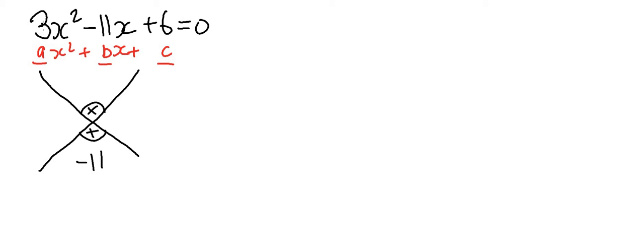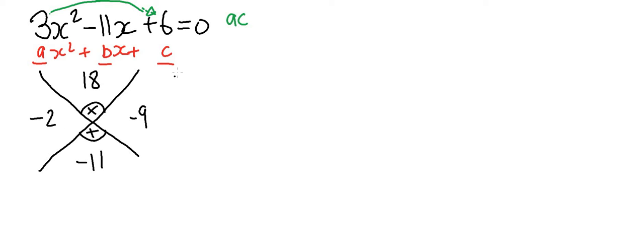Now, because a is not equal to 1, what we do is we multiply a and c. So we're going to do ac. Okay, so 3 times 6, that's going to be 18, and that's our product. So now we do the same thing we did before, find two numbers that add up to minus 11, but multiply to give us positive 18. So I can do minus 2 and minus 9. Negative 2 times negative 9, positive 18. Add them together, negative 11.